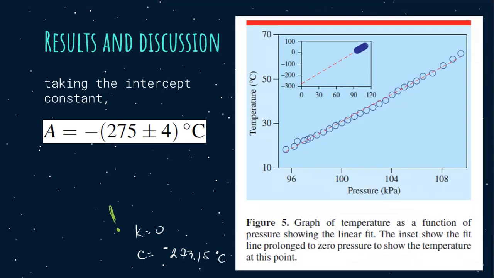Remembering that the Kelvin equivalent of 0 is negative 273.5 degrees Celsius as agreed in international standards. So they got really close because it's 275, plus or minus 4. They really solved it. Wow.